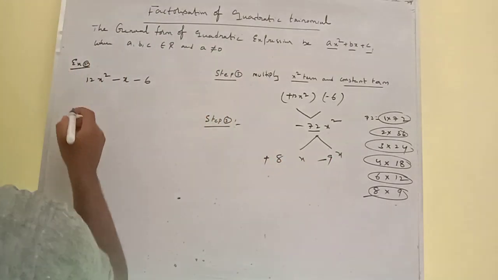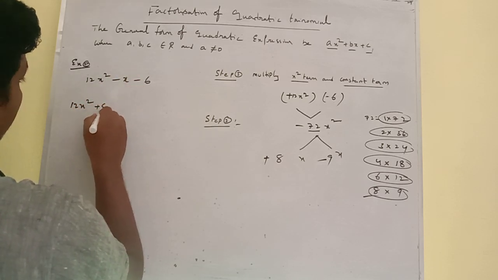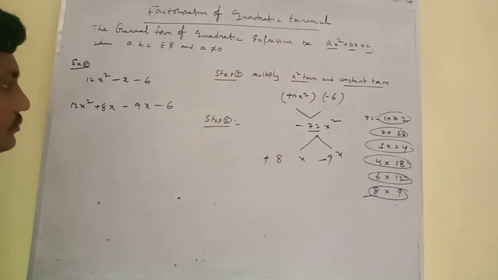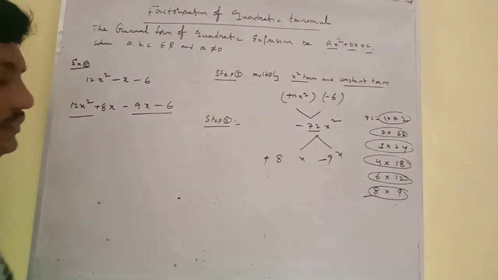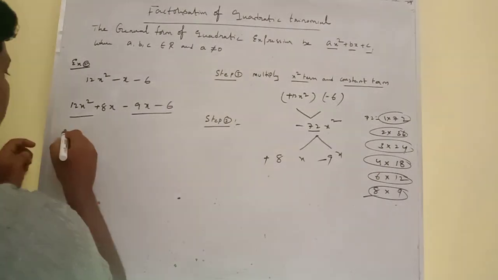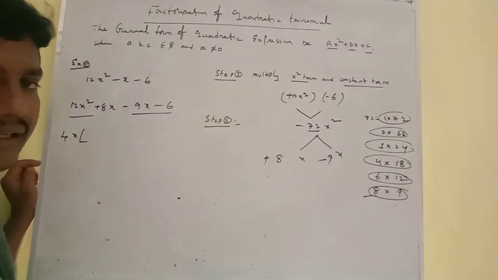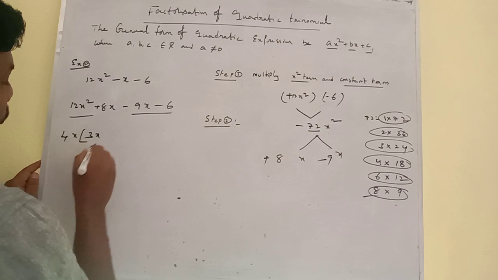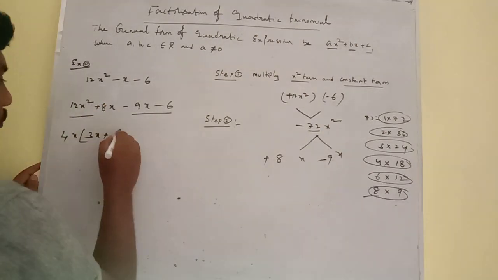So now we are going to consider this 12x square. Instead of minus x, we can write it as plus 8x minus 9x minus 6. Like that. Now grouping these two terms. In 12 and 8, which table is common? 4 table. So 4x is taken common. Then 4 3s is 12, 1x is taken, and 4 2s is 8 and 1x is there, that x we have taken out.